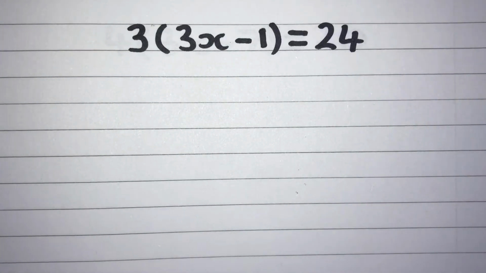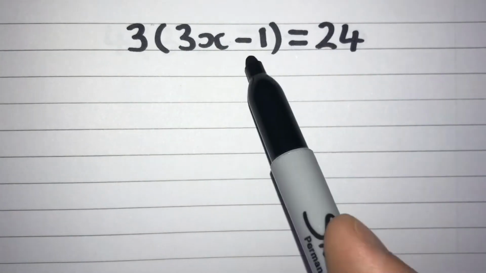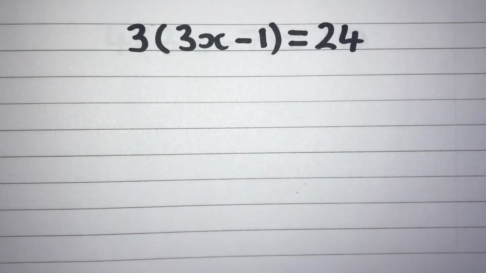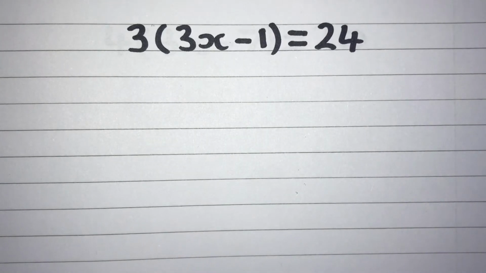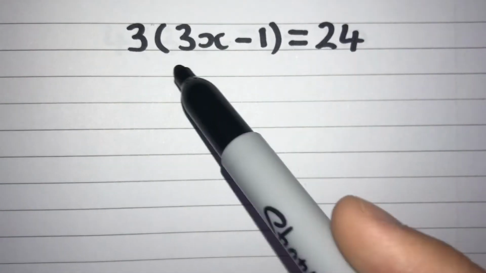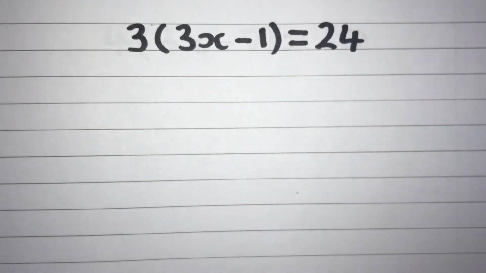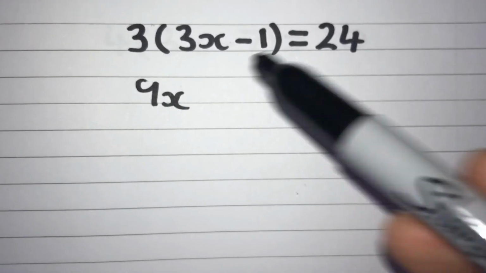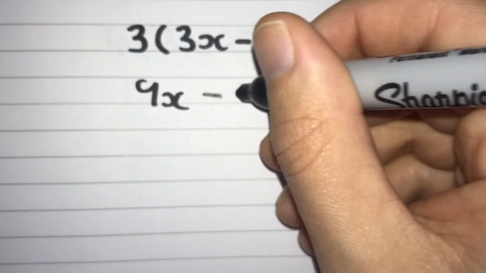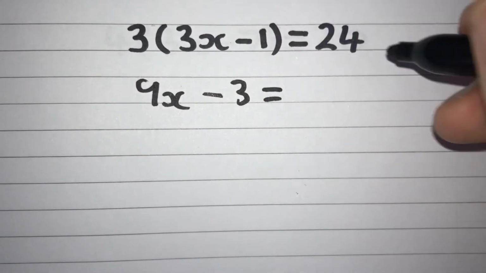Okay, let's look at another example. This time we have 3(x - 1) = 24. First of all, we'll do this by expanding our bracket out first. So let's expand this bracket. Remember, we've got to multiply this 3 by everything on the inside. So 3 times x gives us 3x, and 3 times negative 1 gives us negative 3. And it's equal to 24.